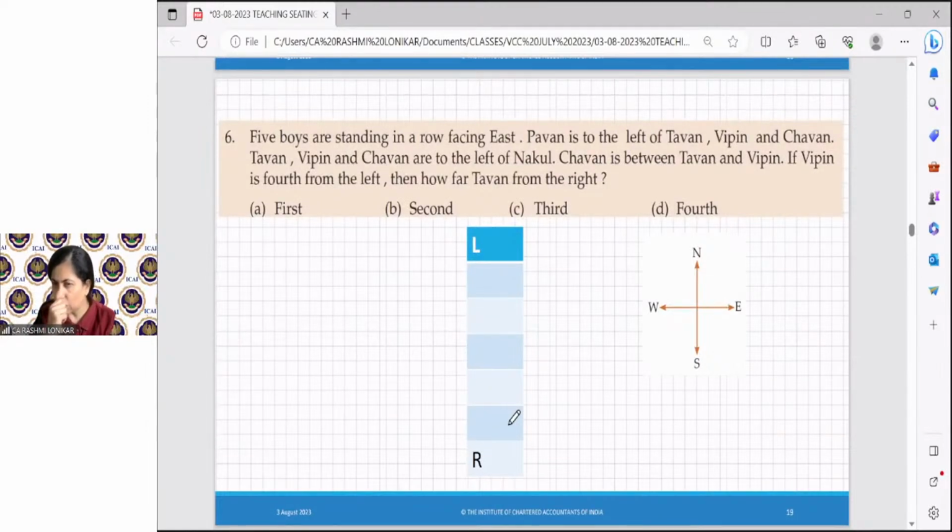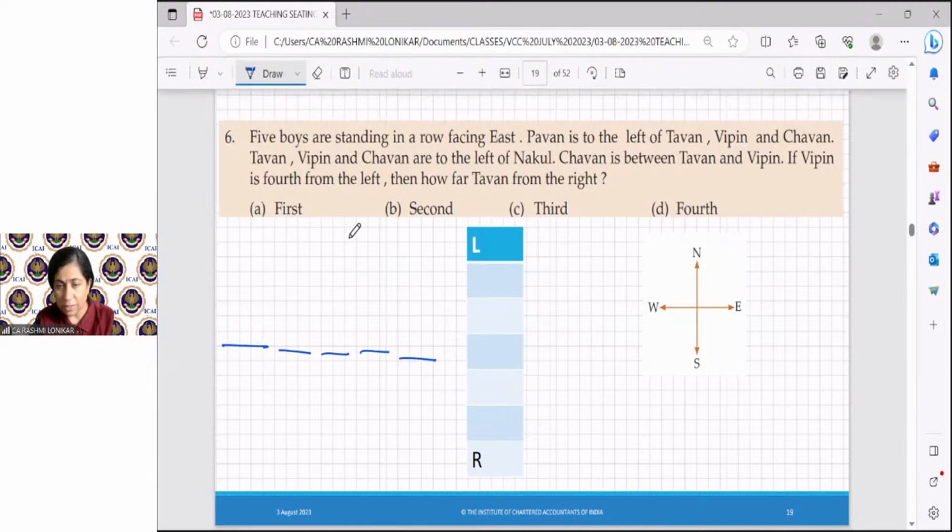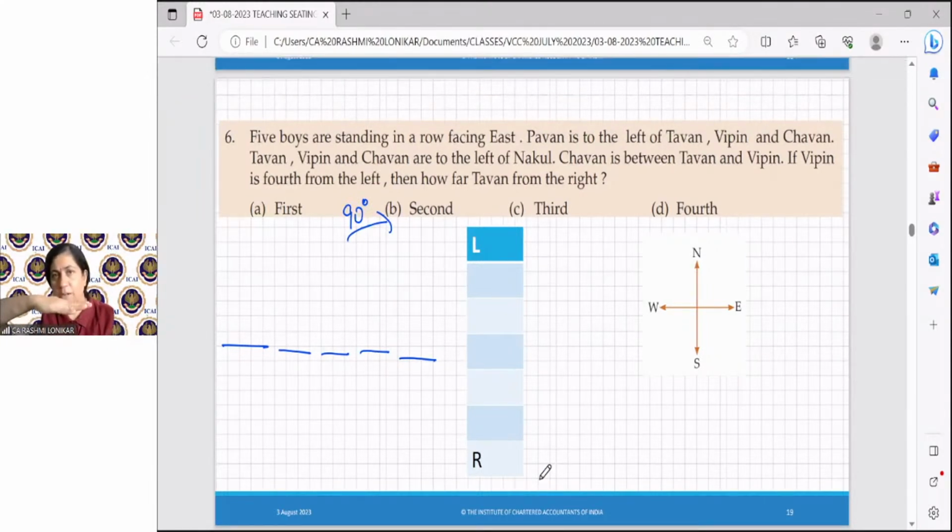5 boys are standing in a group facing east. Pavan is to the left of Tavan, etc. Now, when they're saying facing east, you are going to stand like this. But it becomes difficult for me to write like this, so I will still do it this way: 1, 2, 3, 4, 5. And then once I've written that, I will shift it by 90 degrees and it will become like this. I have something like this, straight. And then I want to face it east. Suppose this is the east on my right, so I will stand like this. Make the students stand like this.